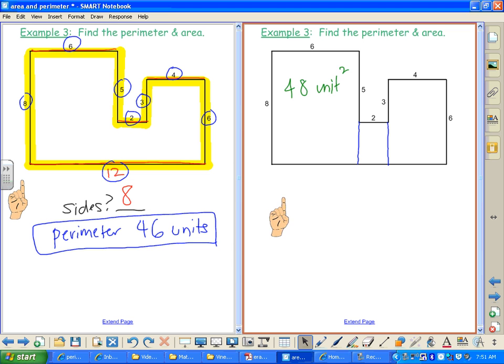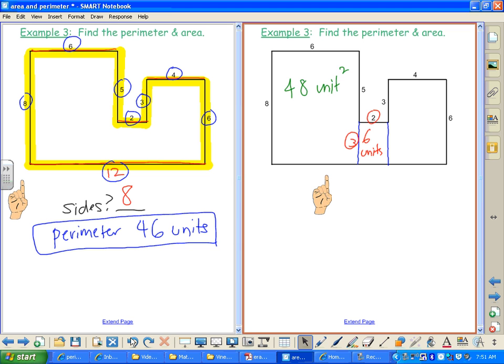Let's take a look. That length is a 2, that base. We're looking for the height, right? What could the height be? The whole length is an 8. We're going to minus the 5 from it. That must be a 3. So that is a 3. 3 times 2 gives you a 6. So that's 6 units squared.